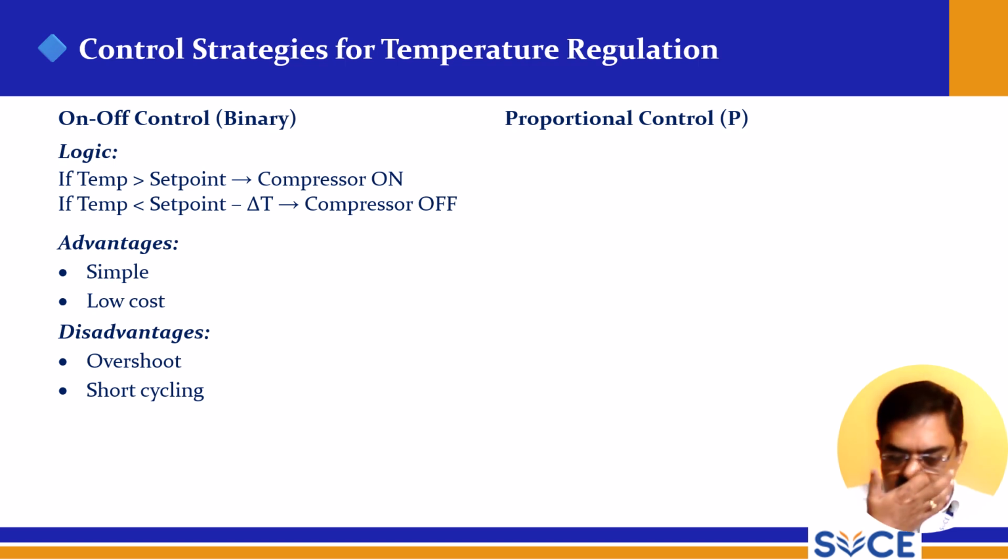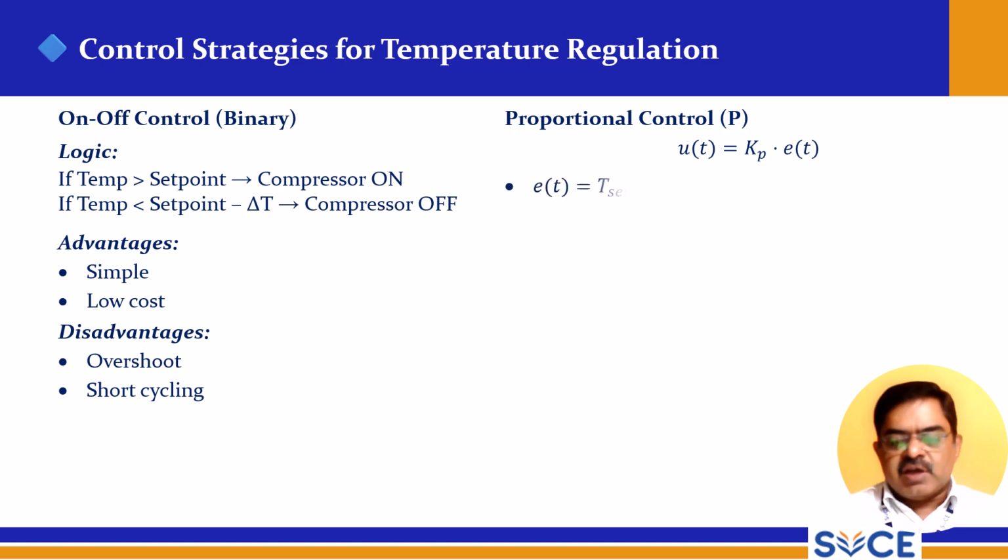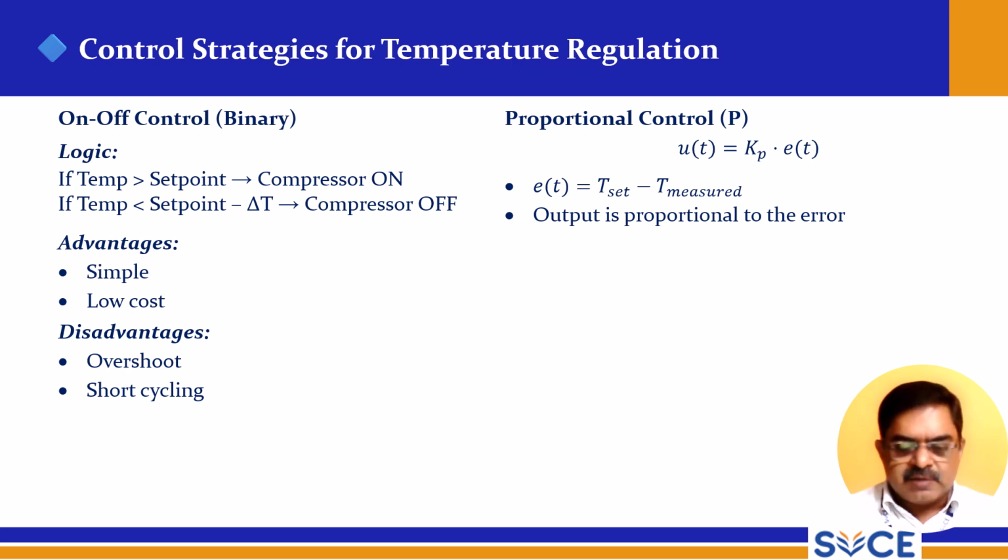So this is another mode of control, proportional control, that is u(t) equal to Kp into e(t), where e(t) equal to T set minus T measured. The output is proportional to the error.